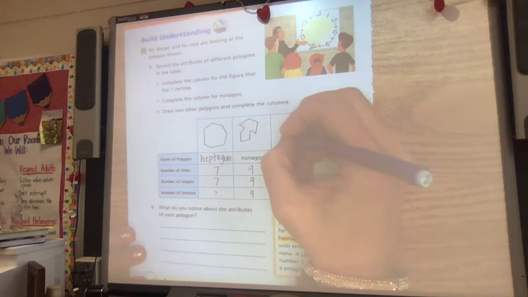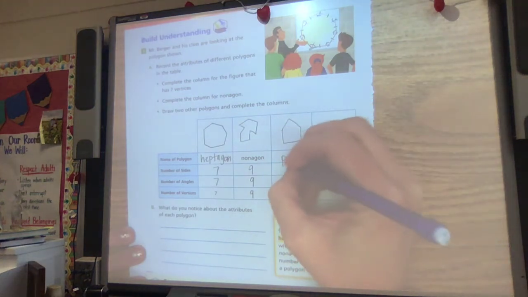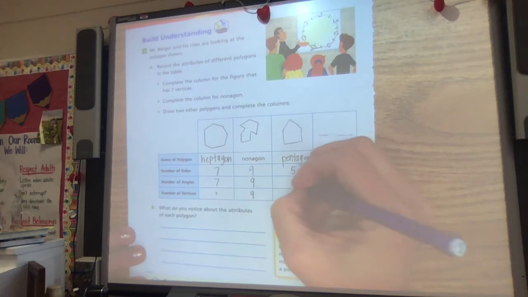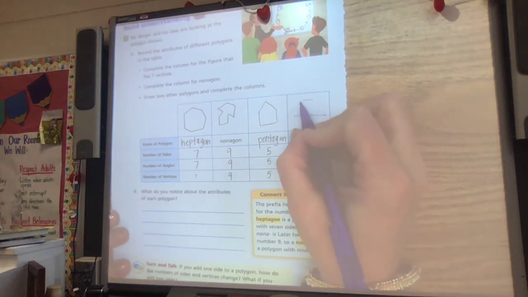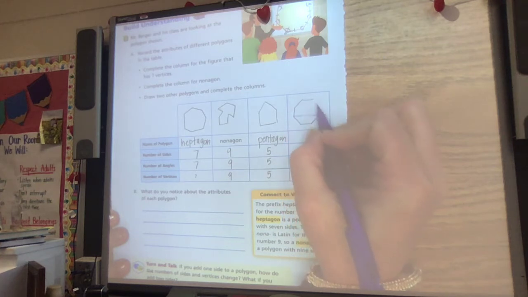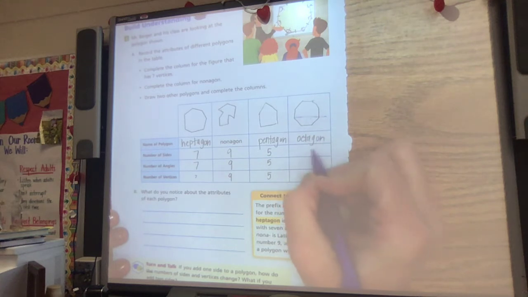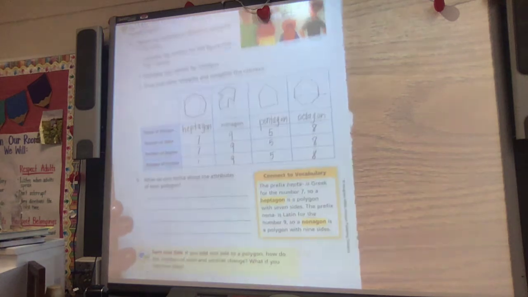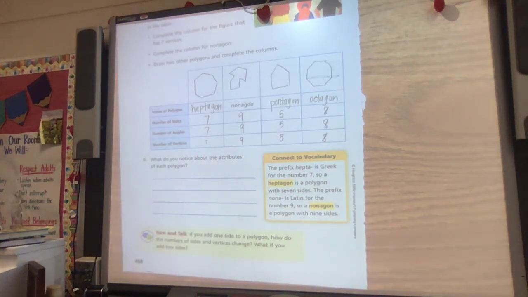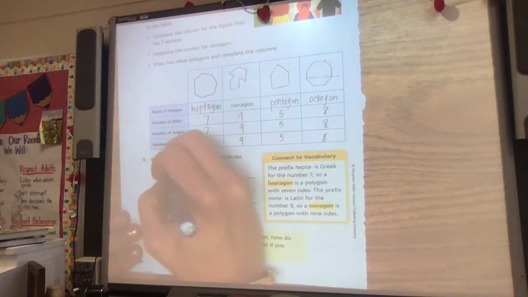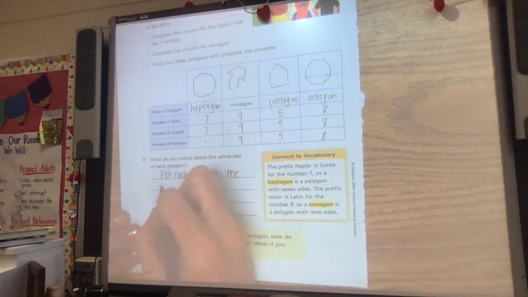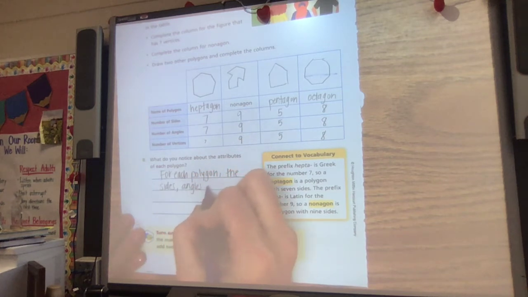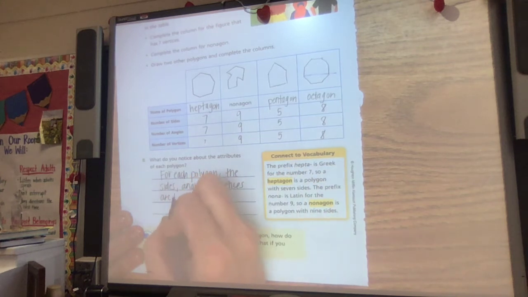Okay? So, now we can pick 2 more. So, let's do one we haven't talked about. Let's do a 5-sided figure. That's called a pentagon. And it has 5 sides, 5 angles, and 5 vertices. Another one we could do, let's do an octagon. 1, 2, 3, 4, 5, 6, 7, 8. It has 8 sides, angles, and vertices. What do you notice here about the attributes of each polygon? Okay, for each polygon, I'm noticing the sides, angles, and vertices are the same. All right, let's turn to the next page.